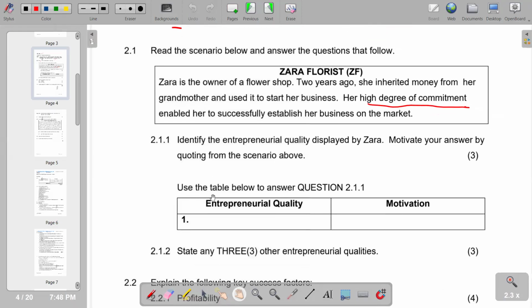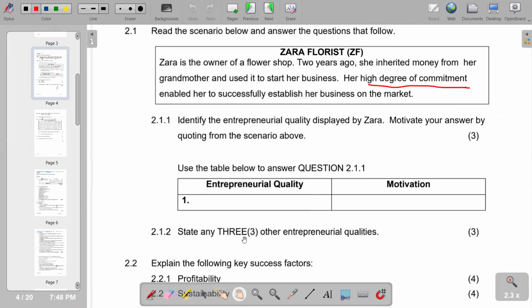Then we go to the next part of our question, which is now question 2.1.2, whereby it states, any three other entrepreneurial qualities. We have to state any three other entrepreneurial qualities, whereby we refer back again to see what are other entrepreneurial qualities. But of course, you can include passion and ambition. Passion and ambition can be part of that.